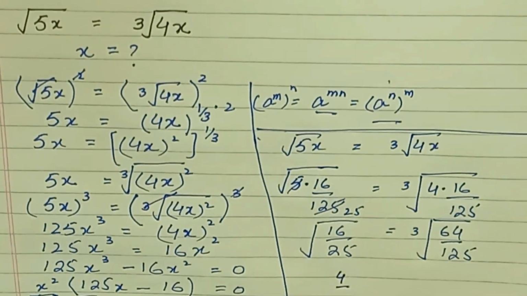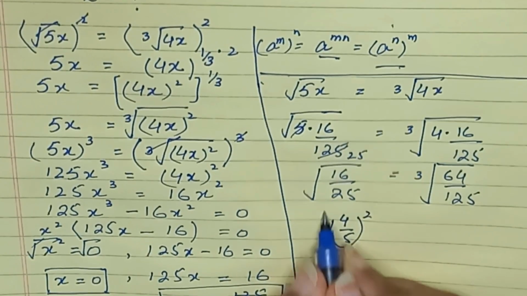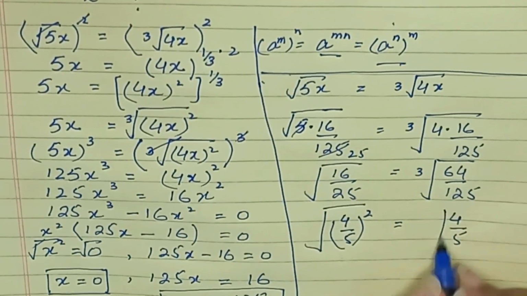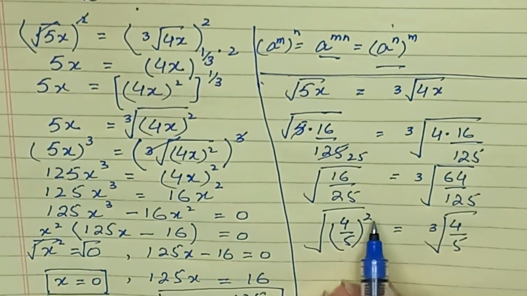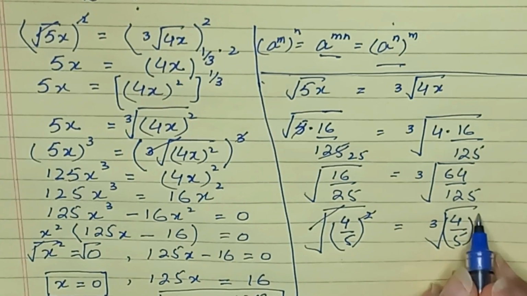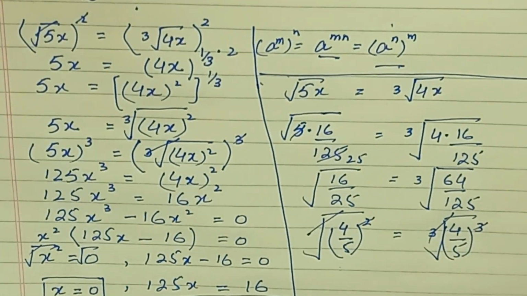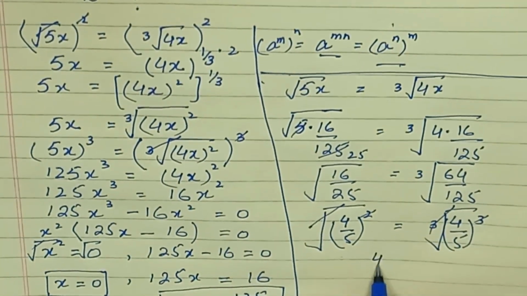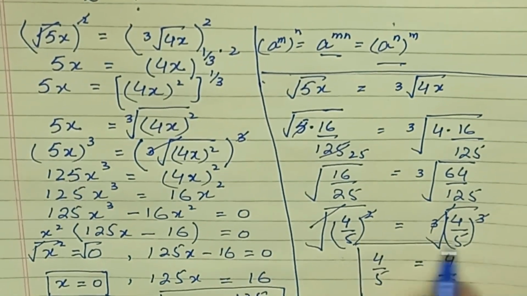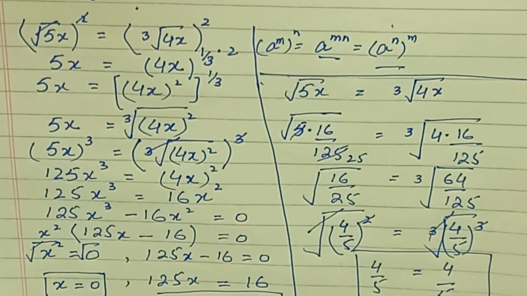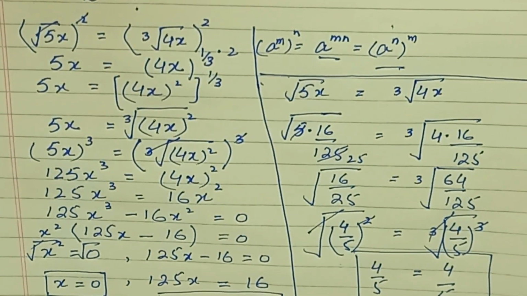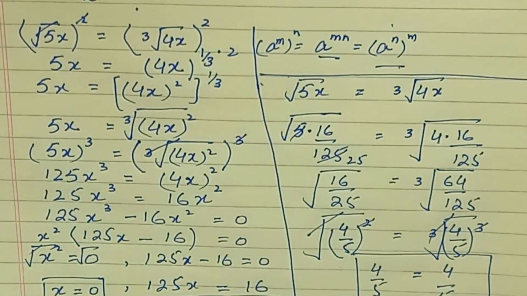So it can be written as 4 divided by 5 whole square, and it can be written as 4 divided by 5 whole cube. So from here square and square root will be cancelled out, and from here cube and cube root will be cancelled out. So it will become 4 divided by 5 is equal to 4 divided by 5. It means the value of x is 16 divided by 125, satisfy our given equation.